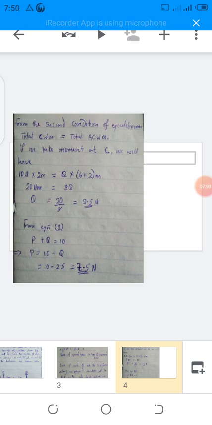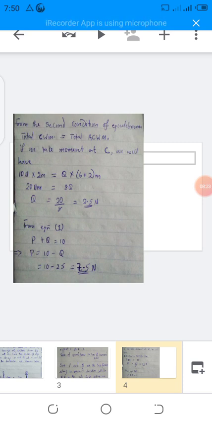So therefore, the total clockwise moment is 20 Newton meters, while the total anti-clockwise moment is Q times 8. So therefore, 20 Newton meters is equal to 8Q. Dividing both sides by 8, our reaction Q is equal to 2.5 Newton.